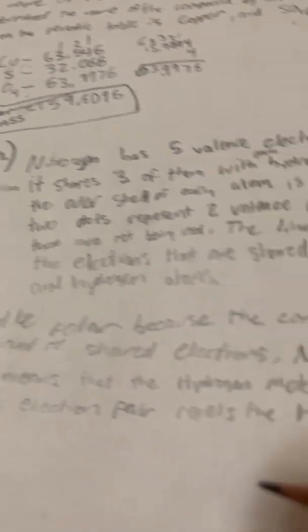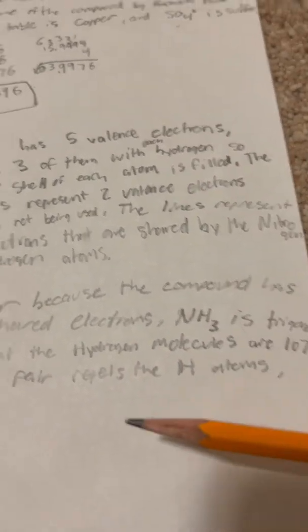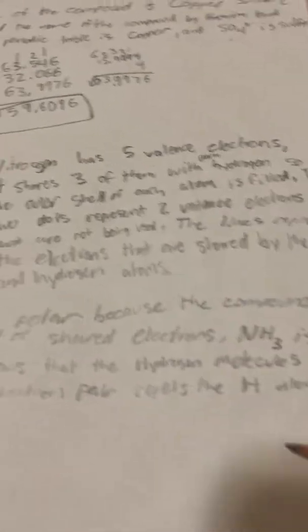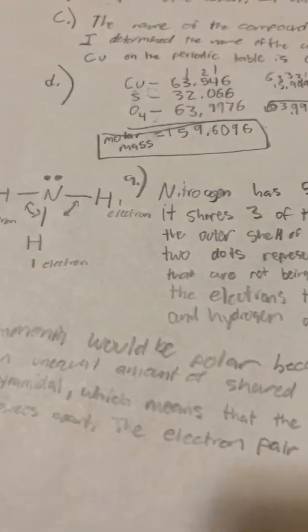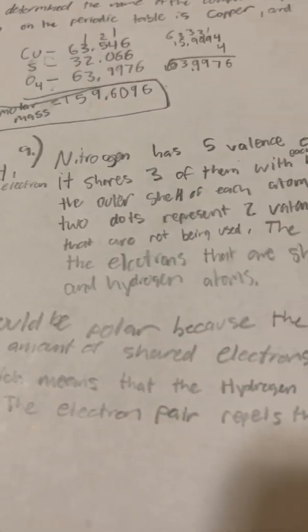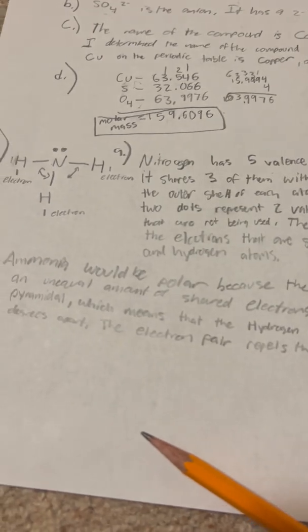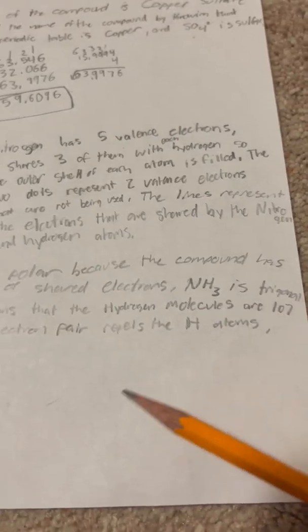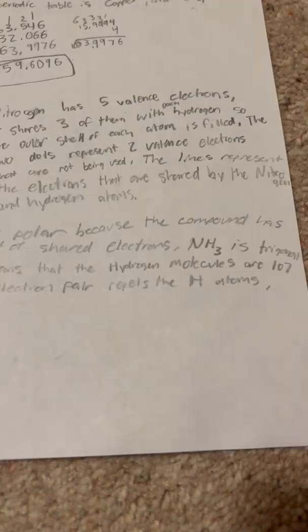Ammonia would be polar because the compound has an unequal amount of shared electrons. NH3 is trigonal pyramidal, which means that the hydrogen atoms are 107 degrees apart. The electron pairs repel the hydrogen atoms, so that's why they're 107 degrees apart.